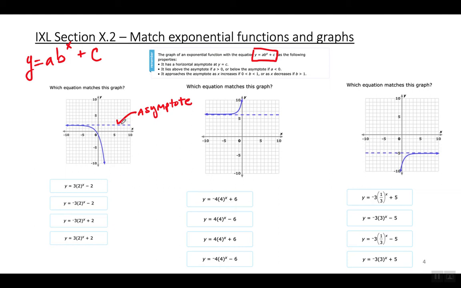All right, that dashed line, which is at positive 2. It's located at positive 2. So right off the bat, that tells me that it's got to be one of these two answers, because look at my answer choices. These say negative 2. So the asymptote is at positive 2, so it's between these two.